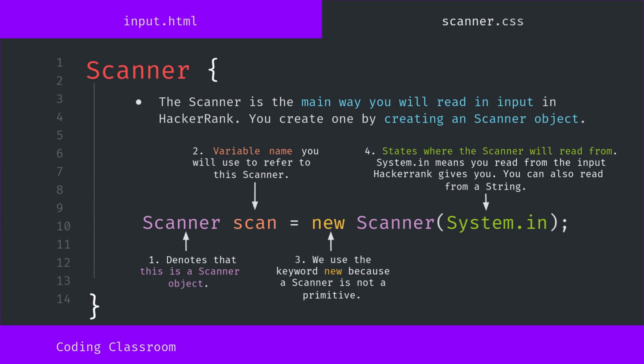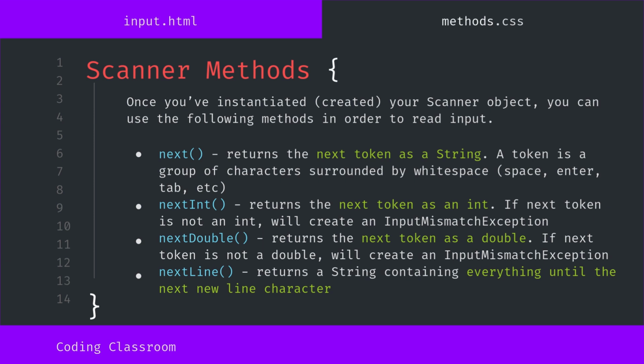The Scanner class is one of the simplest and most commonly used ways to handle input in Java, making it ideal for beginners and competitive programming challenges. Once you've created a Scanner object, you can start reading input using its methods. These methods allow you to capture input of different types, such as integers, strings, and floating point numbers. Let's go over some of the most commonly used methods.